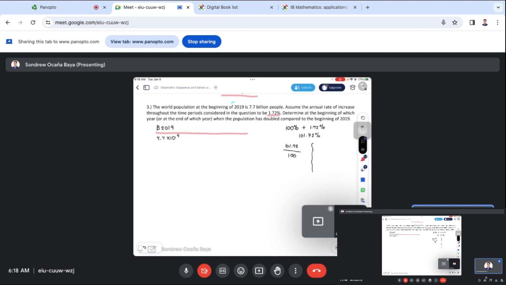Or as a decimal, we can write this as 1.010. Oh, sorry, I'm so sorry. As a decimal, we can write this as 1.0172. Or as a rational number, rather, 1.0172. Okay? So if you try to analyze it, to get the next value, beginning of 2020, the value would be computed as 7.7 times 10 power of 9 times 1.0172, and so on.